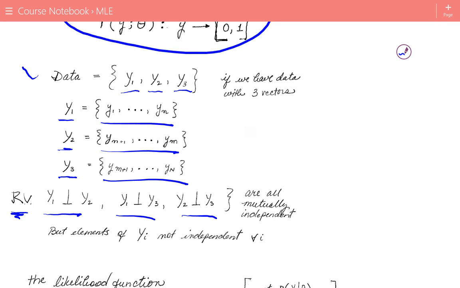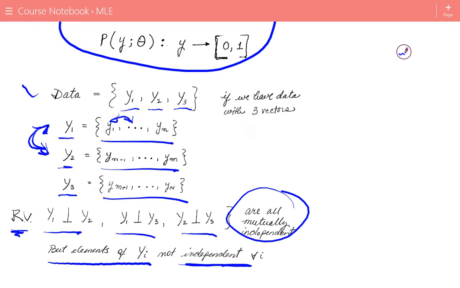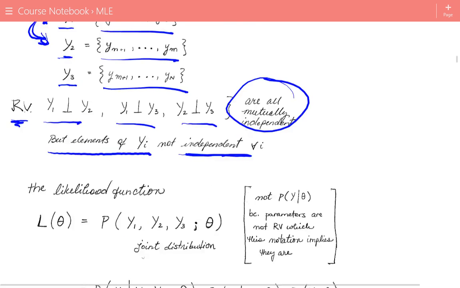But let's suppose that the elements of the random vectors yi are not necessarily independent within. So what do I mean by that? I mean these are independent, but these may not be. Pointing here as if these were random vectors as opposed to the actual data up here. So as random vectors, these might be independent as we specify, but the random variables within a random vector are possibly dependent.